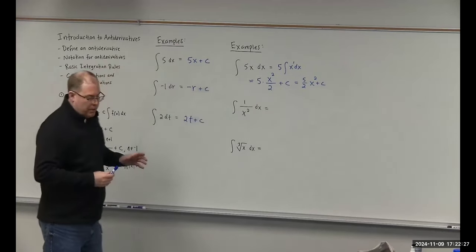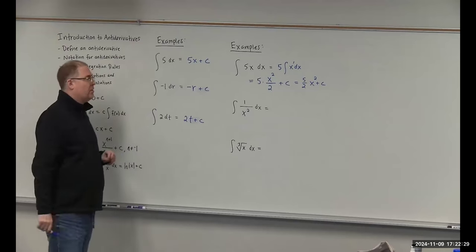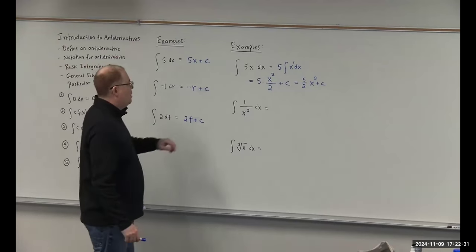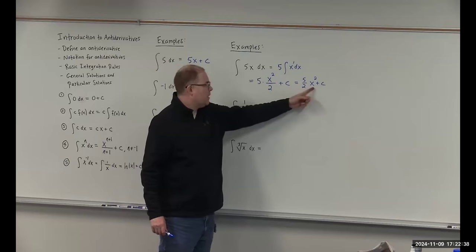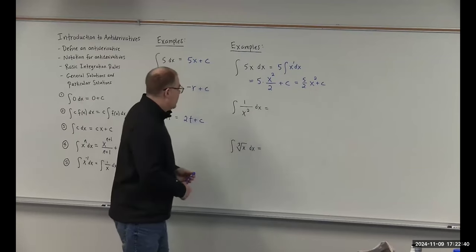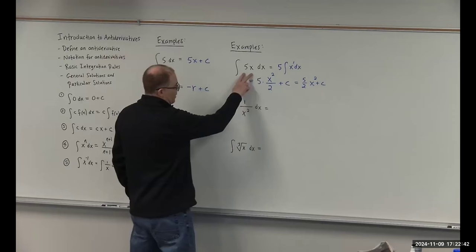And the thing is, in most cases, you can always check your work here. Okay. Take the derivative of this. So the 2 comes down. 5 halves times 2 is 5. And then we're left with x there. Okay. And so that gives us back our integrand.